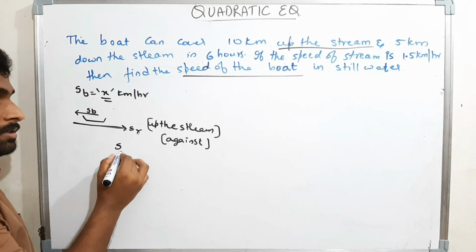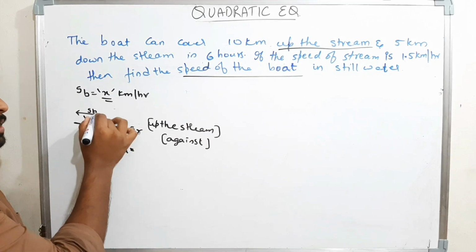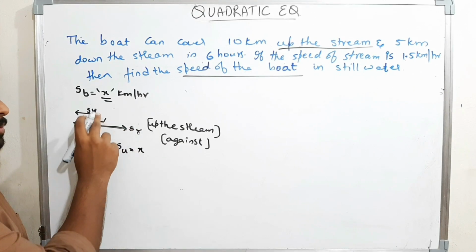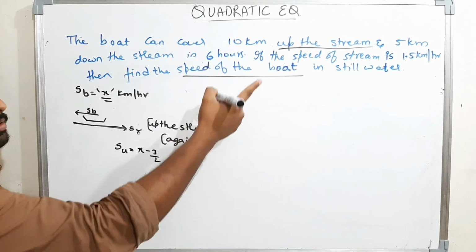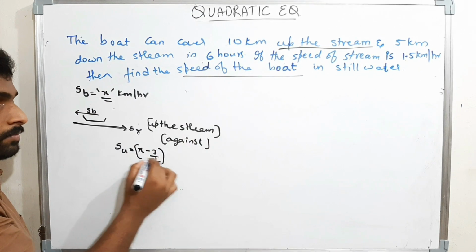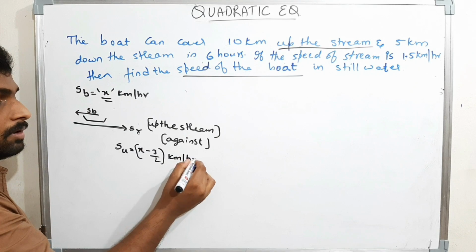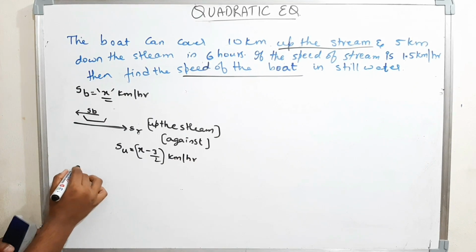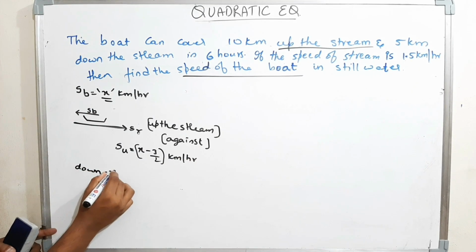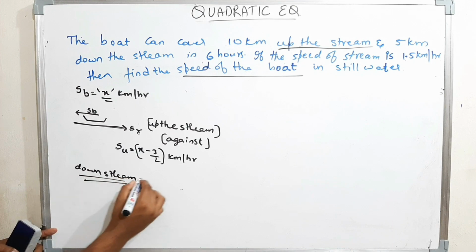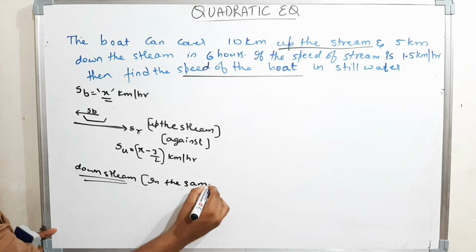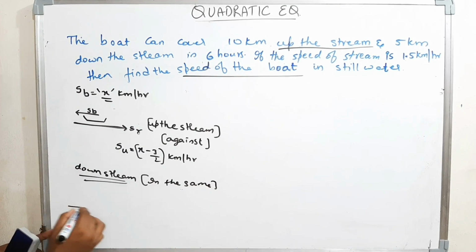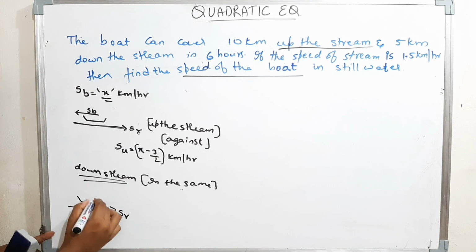Therefore, the speed in the upstream is x, speed of the boat, minus speed of the river, that is 3 by 2. That is 1.5, which means nothing but 3 by 2 kilometers per hour. The same thing downstream. What is the meaning of downstream? Downstream means in the same direction of the river flow. That means if this is the direction of the river flow, then the boat will move in the same direction.